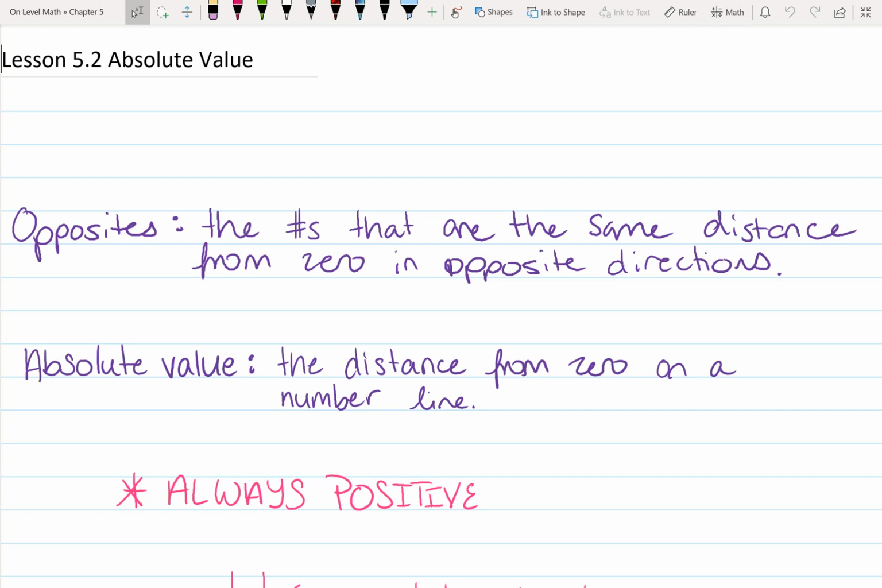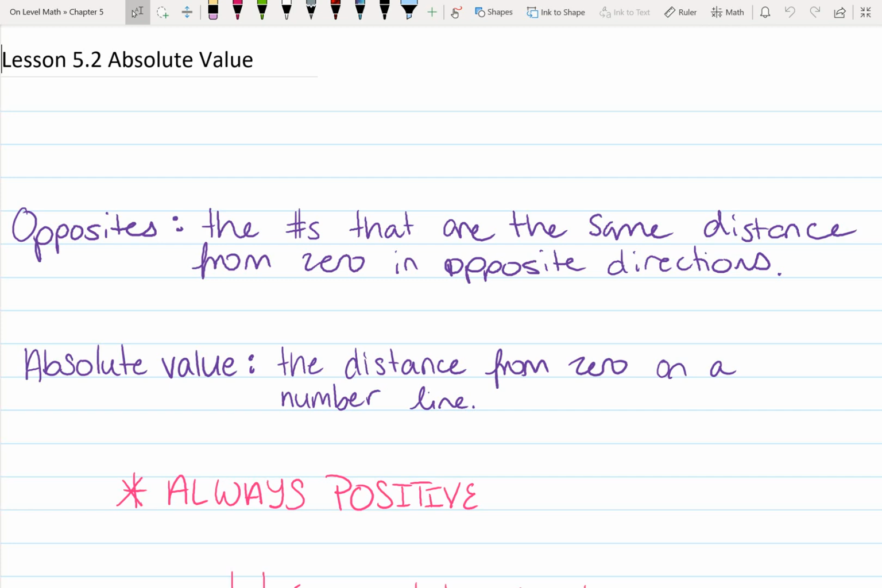Now, what is confused a lot is the definition of opposites and the definition of absolute value. Absolute value is the distance from 0 on a number line. So opposites are talking about the same distance on the opposite side of the number line. So if I'm talking about opposite of 5, which is positive 5, right? Well, the opposite of positive 5 would be negative 5.